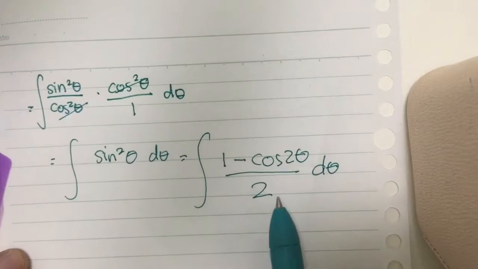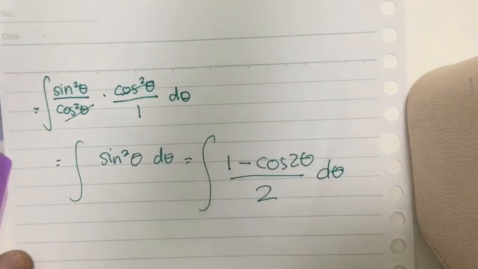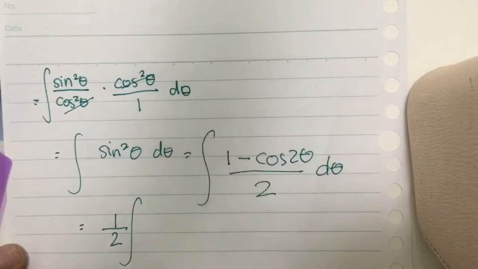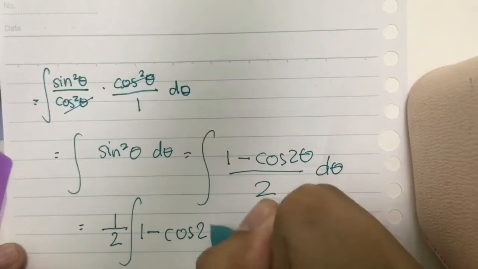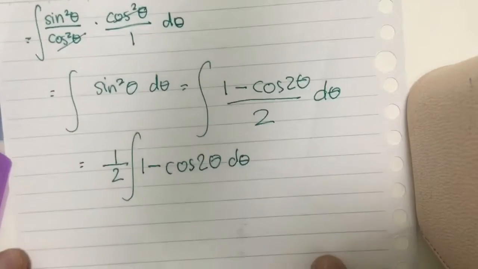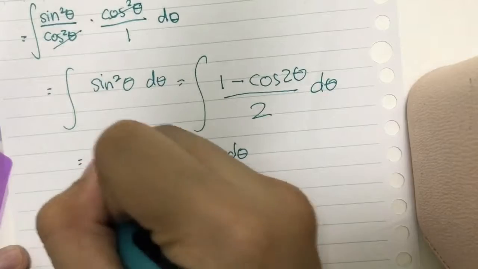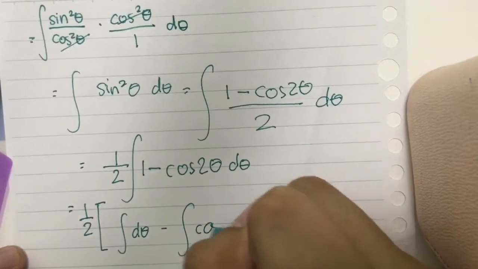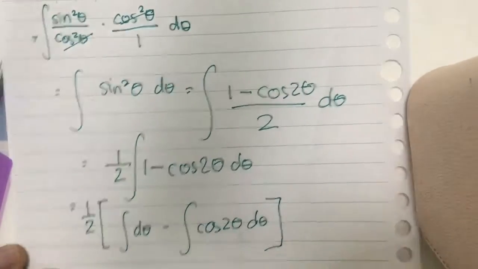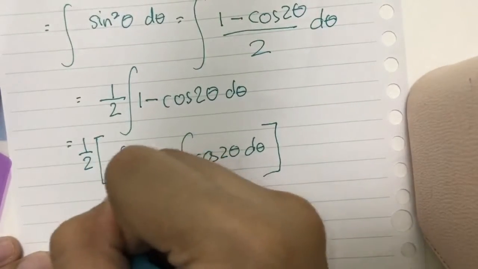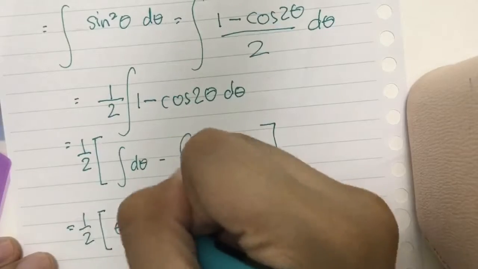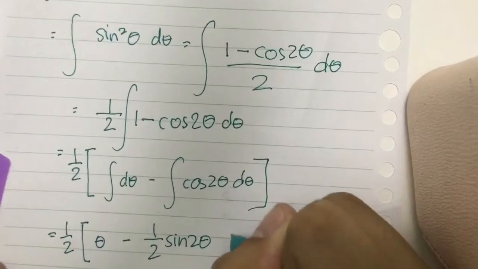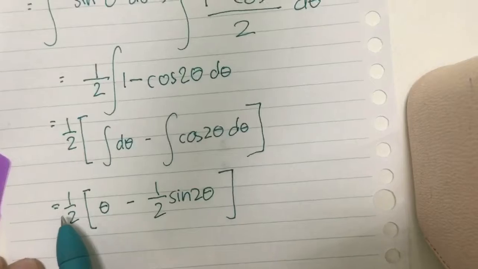Now it's so much easier to integrate, and now we're going to let out our constant, which is 1/2, integral, leaving us with 1 minus cosine 2 theta d theta. Now we could distribute our integrals. Since the integral of d theta is theta, and the integral of cosine 2 theta is 1/2 sine 2 theta, we're going to distribute our 1/2.